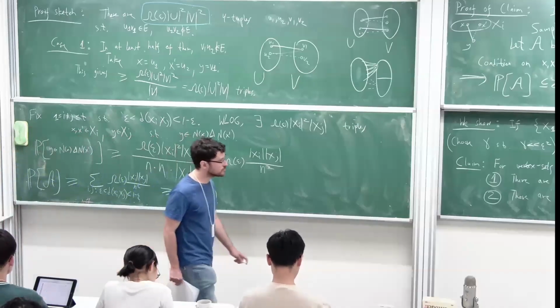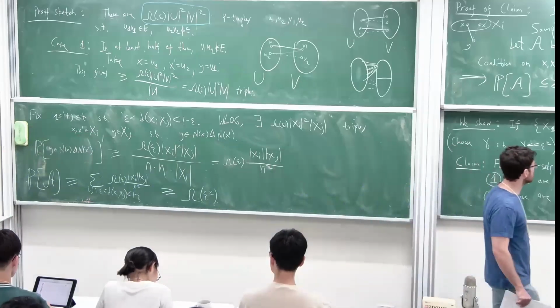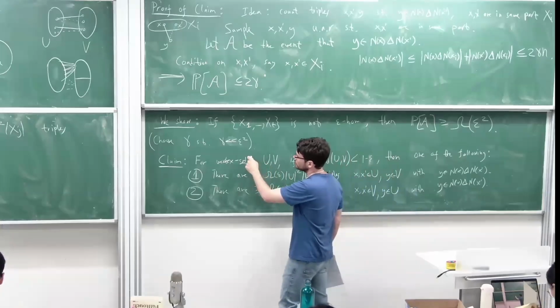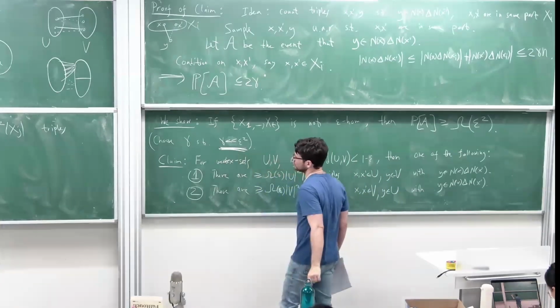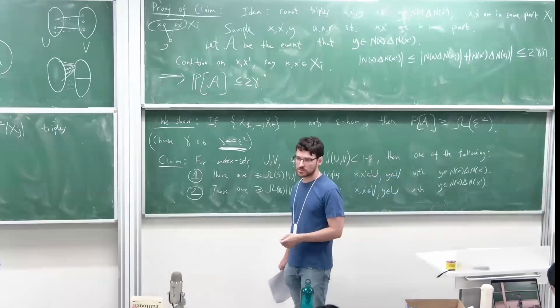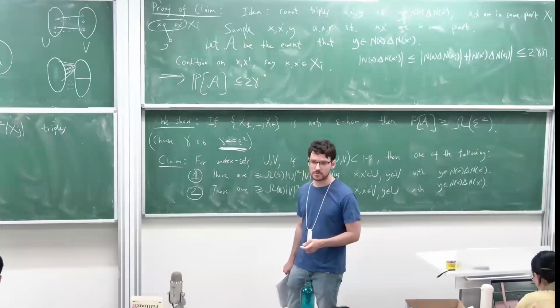Okay. So this proves our claim, and it implies that if we choose gamma small enough, so if we choose gamma much smaller than epsilon squared, then the partition is epsilon homogeneous. Questions?